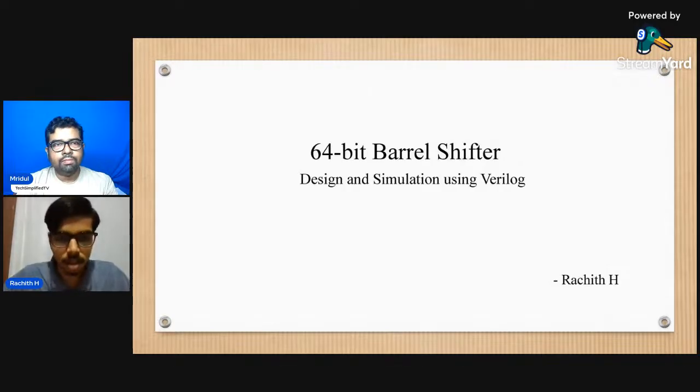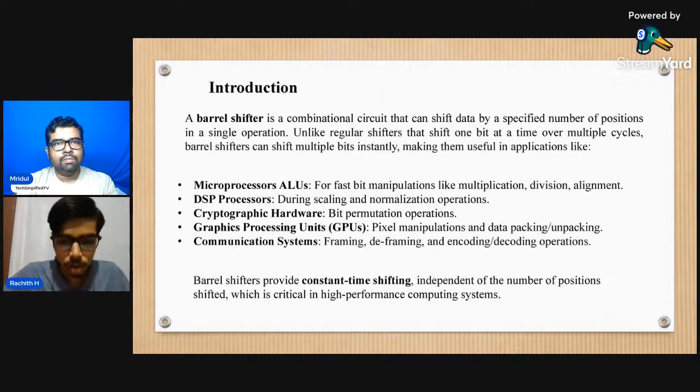So let's get started. So moving on to introduction of the barrel shifter. A barrel shifter is a combinational digital circuit that shifts the bits of its input data by a specified number of positions in a single shot.